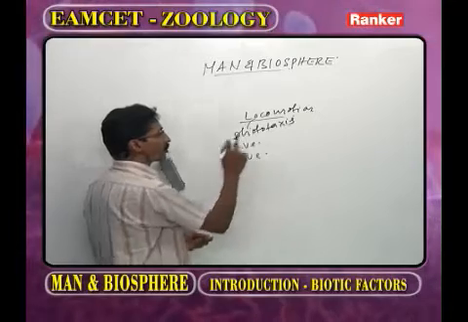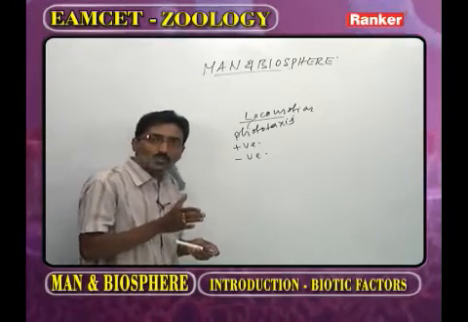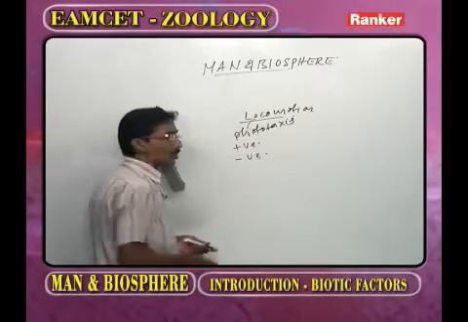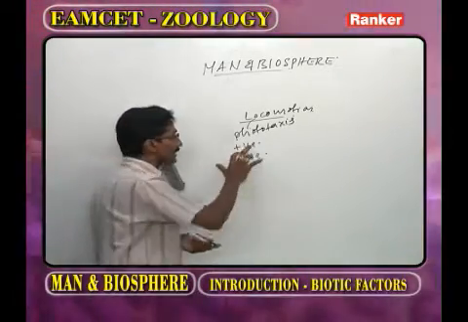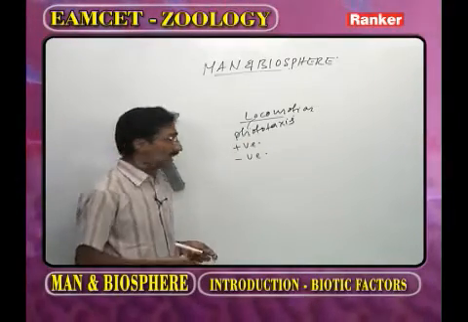What is meant by positive phototaxis? The animal moves towards the light. That is called positive phototaxis. One best example is Euglena.